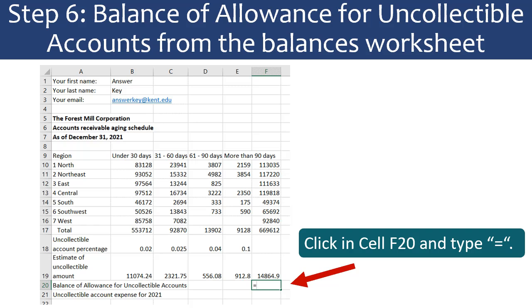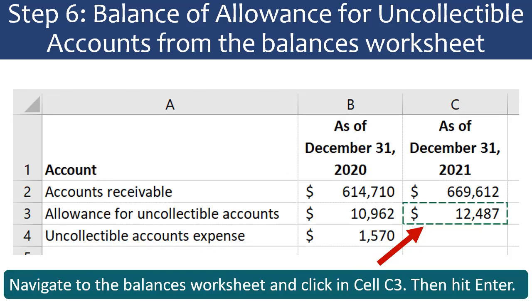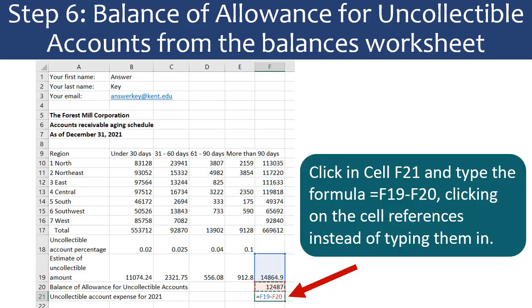In this step, we will be showing the current balance of the allowance for uncollectible accounts from the balances worksheet. Remember that we have to use a cell reference. Click in cell F20 and type equals. Navigate to the balances worksheet and click in cell C3, then hit enter. Now we are going to calculate how much we need to adjust the allowance for uncollectible accounts by. Click in cell F21 and type the formula equal F19 minus F20, clicking on the cells instead of typing them in. Hit enter.